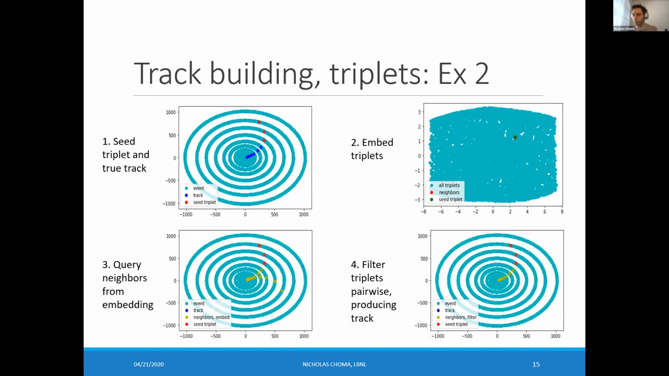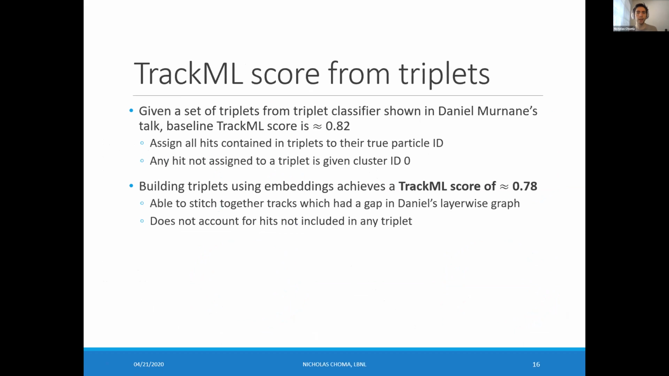I'm going to skip the second example for the sake of time. Daniel has done a little bit of work since I got these results, but looking at the full event from his triplet producing stage, the best track ML score you could get in this case is about 0.82. I know he gave slightly higher numbers, but he has since improved his pipeline.